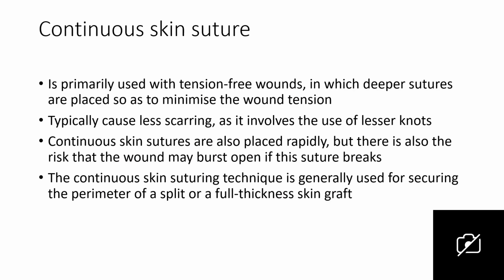Continuous skin suture is primarily used with tension-free wounds, in which deeper sutures are placed so as to minimize the wound tension. Typically causes less scarring as it involves the use of fewer knots. Continuous skin sutures are also placed rapidly, but there is also the risk that the wound may burst open if the suture breaks. The continuous skin suturing technique is generally used for securing the perimeter of a split or full thickness skin graft.